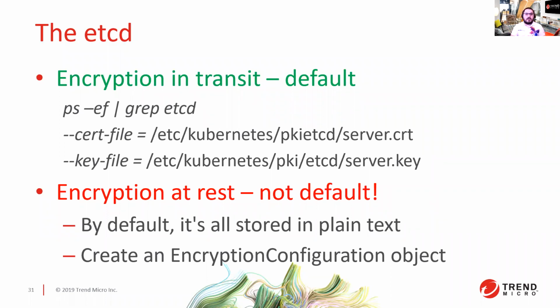Basically, the encryption in transit is done by default. You can check that by running this command here and checking those files, the certification file and the key file. But the encryption at rest is not done by default. Everything in etcd is stored in plain text, including your secrets, which is an object that is usually used by Kubernetes to store sensitive information.